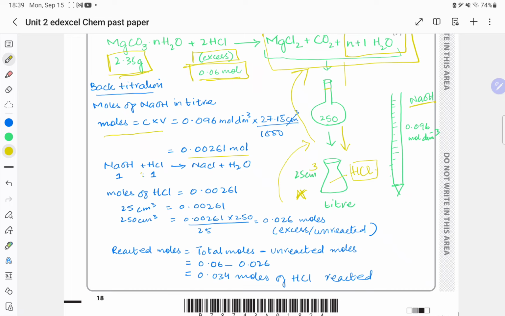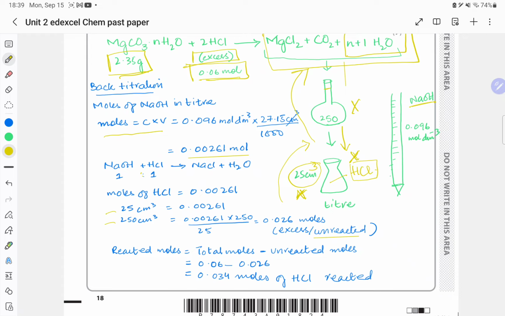So this number of moles will also be the number of moles of HCl, but here the moles of HCl were in this much, 25 centimeter cube. So how much will be in 250, because we are going backward. After finding the moles of HCl in this, we are moving upward to 250. So in 250 it is 0.026 moles, right? So these are the moles of HCl that are in excess, that have not been reacted. You can say these are the unreacted ones.